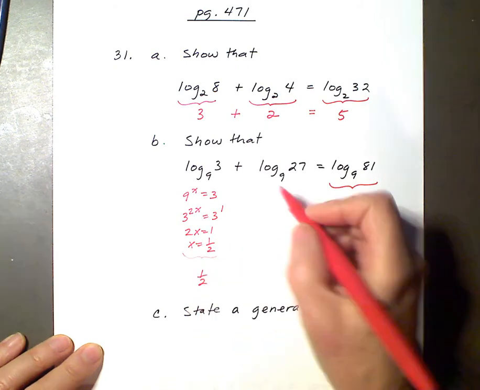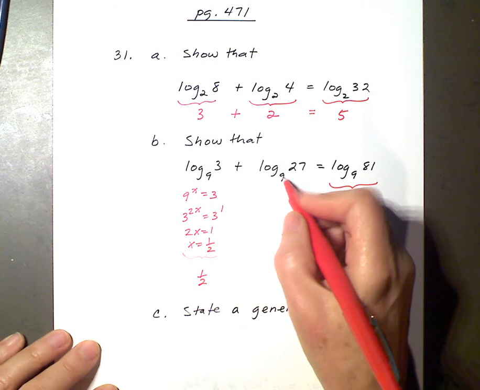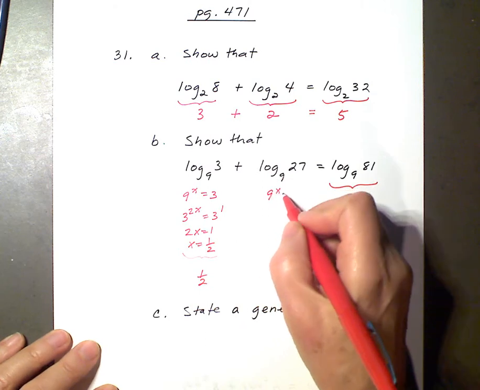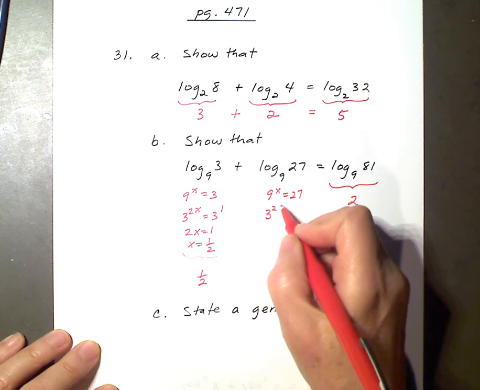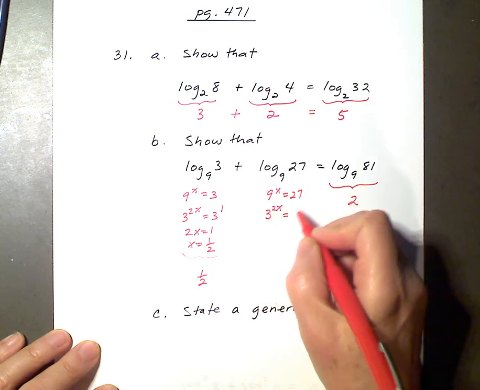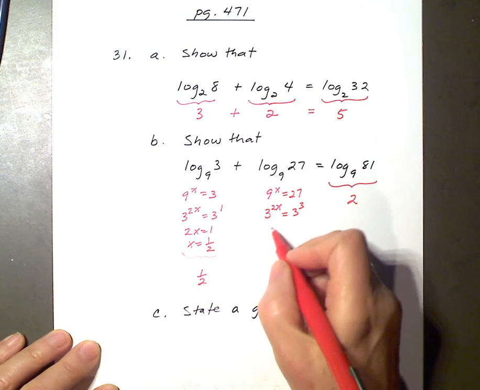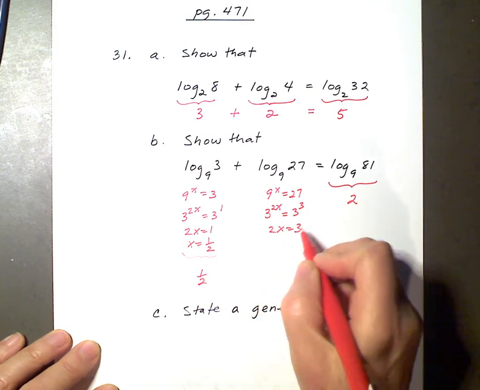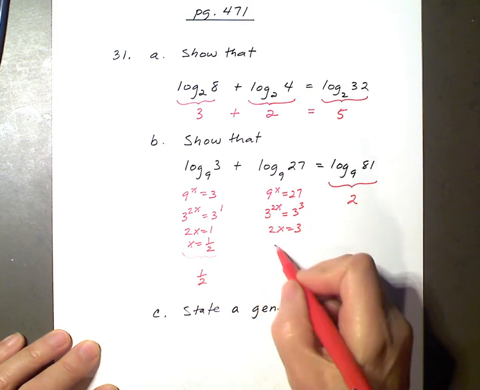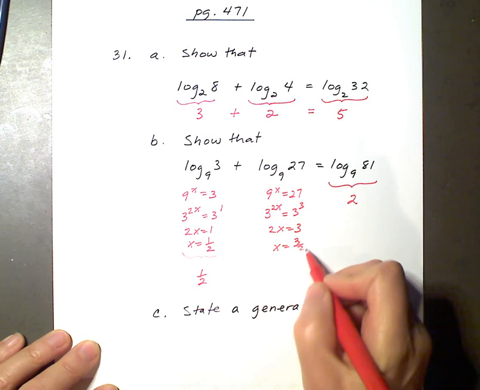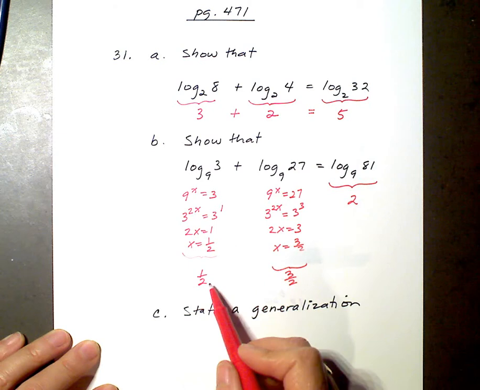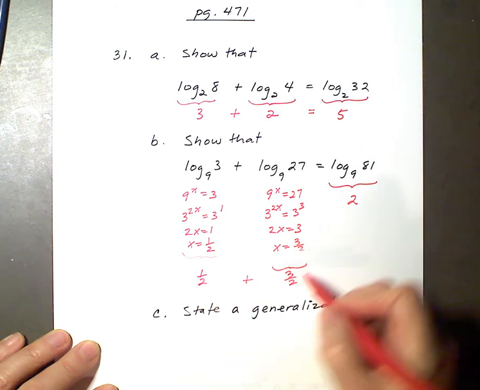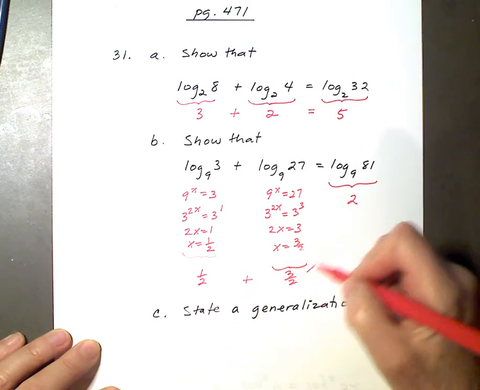And then for this one, same thing, 9 to the x equals 27. So that's 3 squared to the power of x equals 3 to the third. So 2x is equal to 3. I'm equating the exponents. So x is equal to 3/2. So this exponent is 3/2. So if I add 1/2 plus 3/2, that's 4/2, or 2.